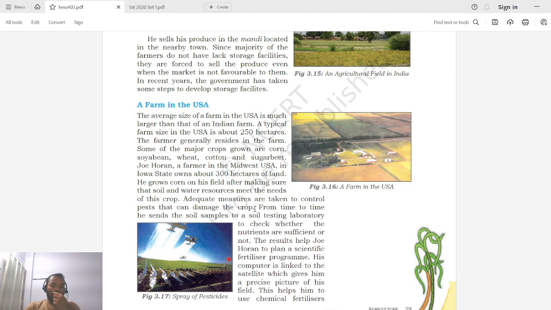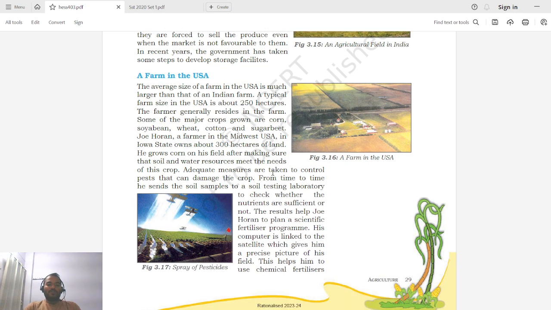In addition to this, he also has to take various measures for controlling the pest growth. From time to time, he sends the soil samples to a soil testing laboratory to check whether the nutrients are sufficient or not. So frequently, Joe Horan sends the samples of soil to the laboratory to check if the nutrients in the soil are sufficient for the growth of the crop.